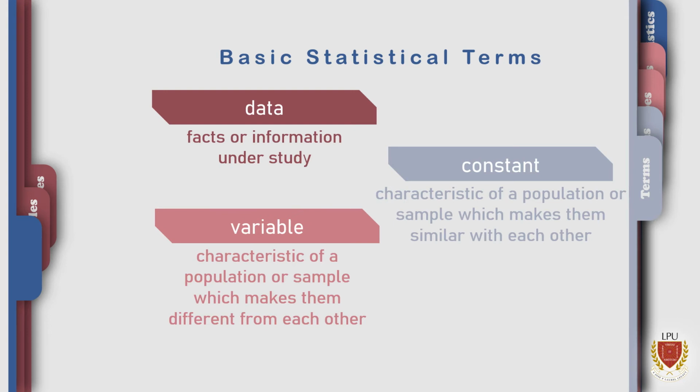Last term to be defined is the variable. Variable is the characteristics of the population or sample which makes them different from each other. This can also be called a data item. Example of this is when we go back inside the classroom together again with your classmates. What makes you different from each other? Well, of course, gender or sex, height, weight, your color preferences, and many more.